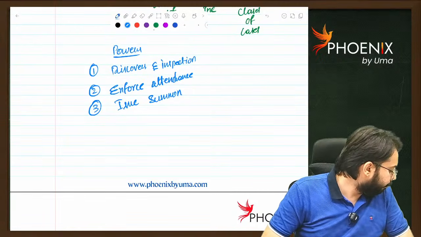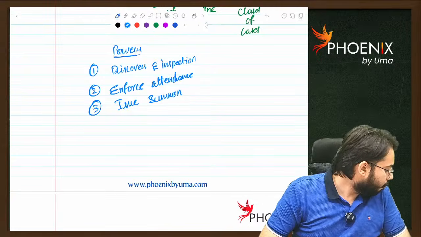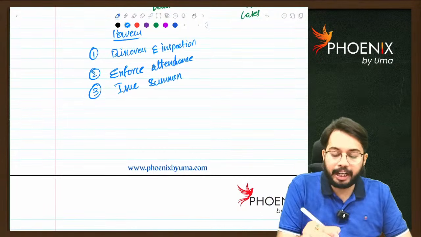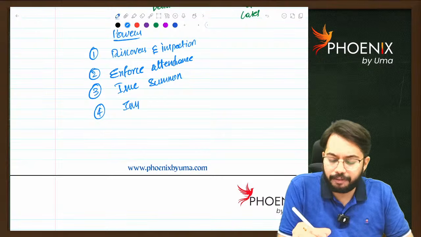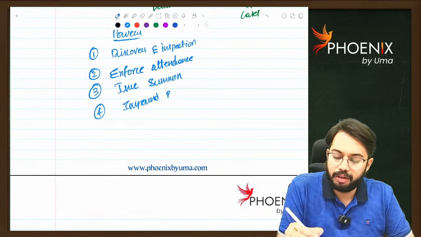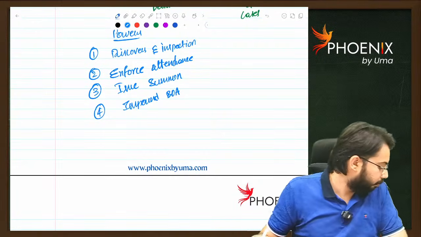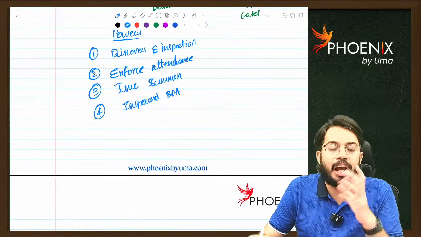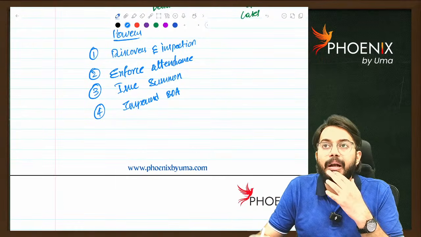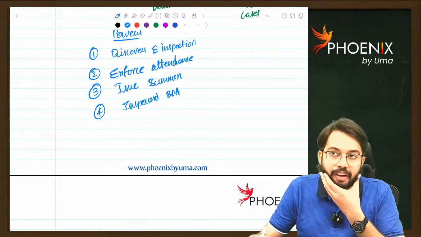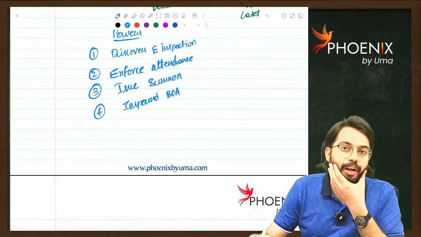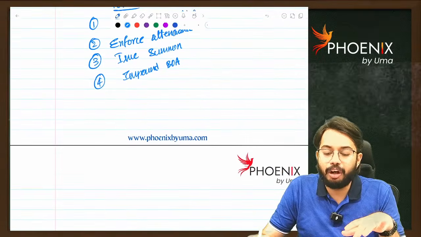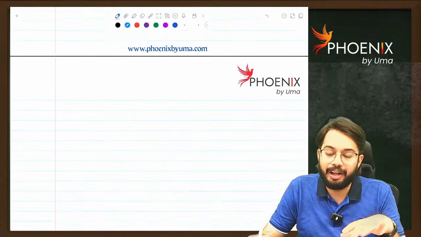Next, what's the next power? Next power is impounding books of accounts. That means I can go to any premises in my jurisdiction and impound books of accounts, but prior approval of the joint commissioner is required. The maximum period for which I can impound books of accounts is 15 days. So these are all the powers of an income tax authority.